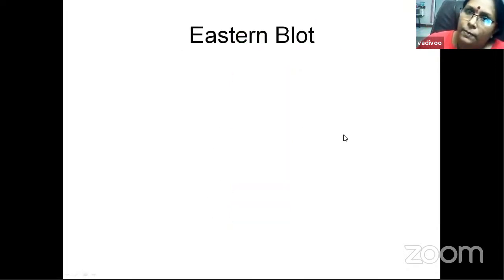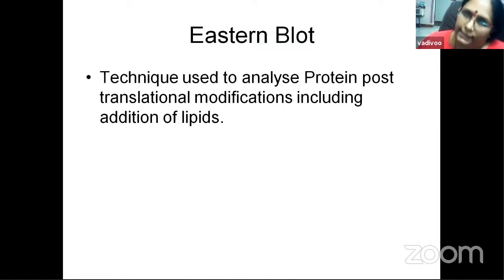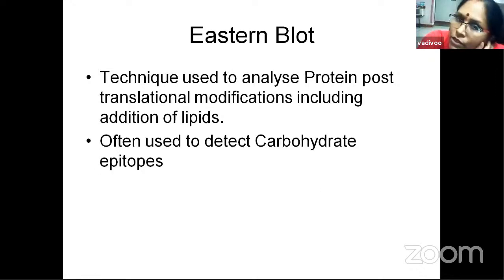Okay. So now, as I told you, what is Eastern blot? Does it exist? Yes, Eastern blot is a technique used to analyze protein post-translational modification. After the protein is formed, if there is any post-translational modification, that can be detected by Eastern blot. It is a modification of Western blot, and it is used to detect lipids as well. Often it is used to detect carbohydrate epitopes.